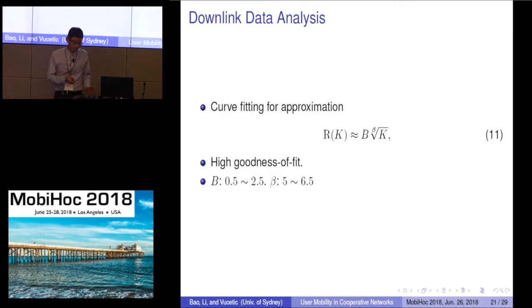So we use this form for R(K) to approximate the data rate, and we found that the goodness of fit is pretty high. This D is in the range of 0.5 to 0.5, and this beta is in the range of 5 to 6.5, depending on the path loss exponent.